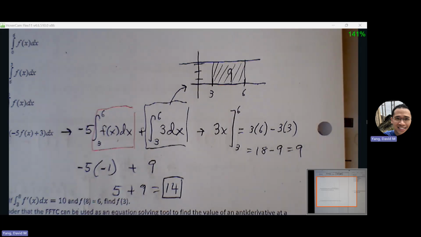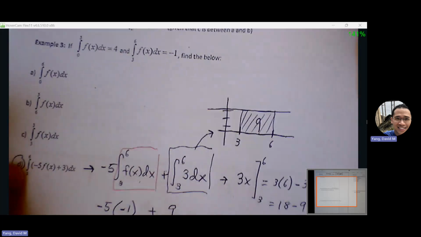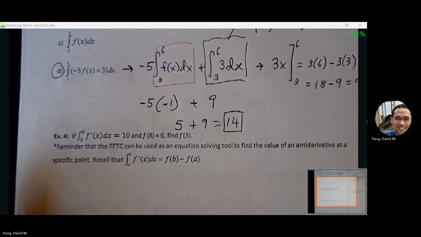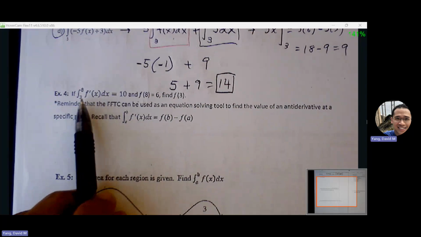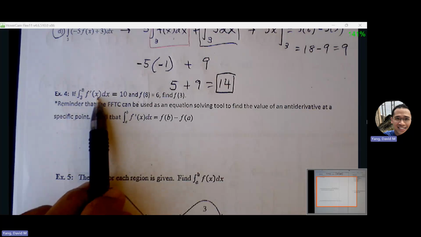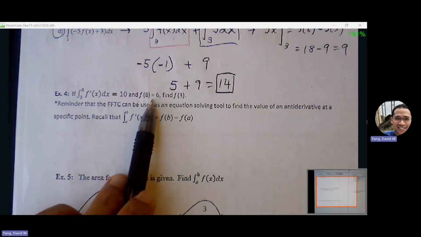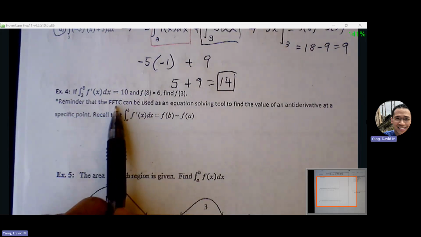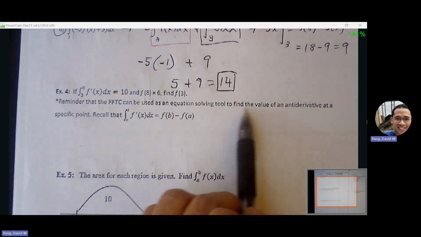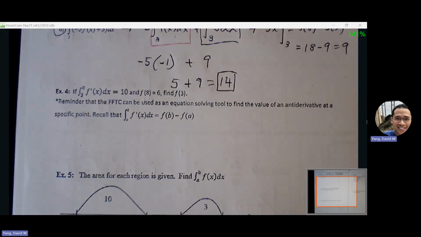All right, example 4. This is a good application of what AP exams like to do. Okay, so let's talk about this one. So they say that the integral from 3 to 8 of f prime of x is equal to 10, f of 8 equal to 6, and find f of 3. So here's a reminder that the first fundamental theorem of calculus can be used as an equation solving tool to find the value of an antiderivative at a specific point.